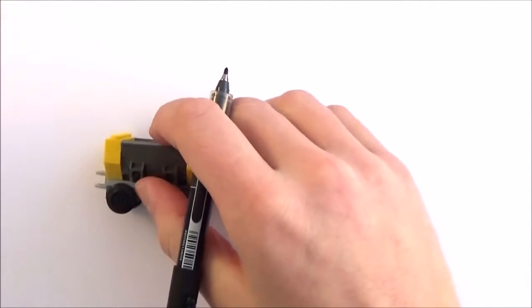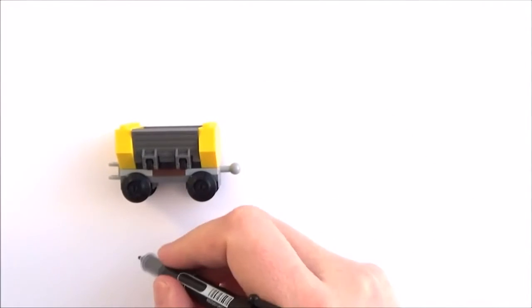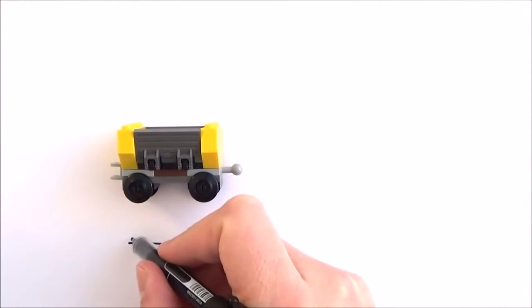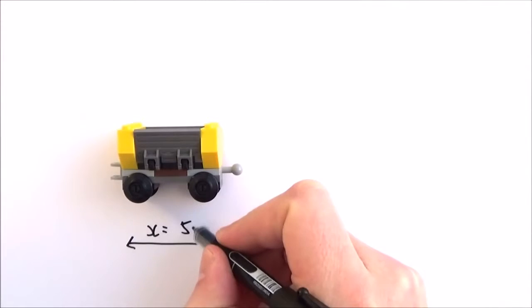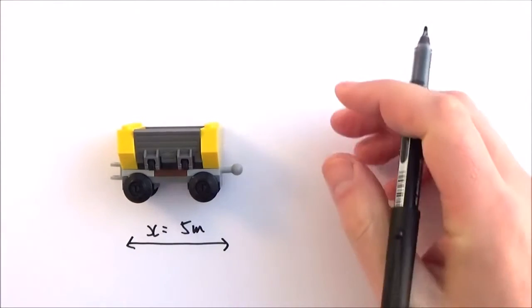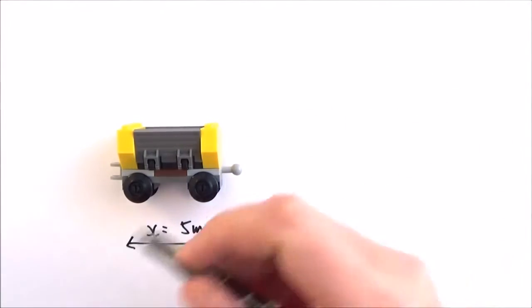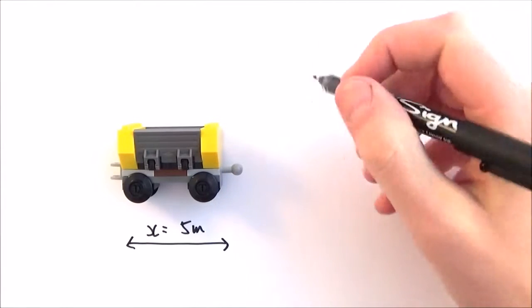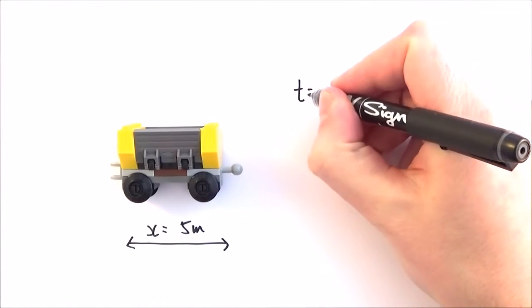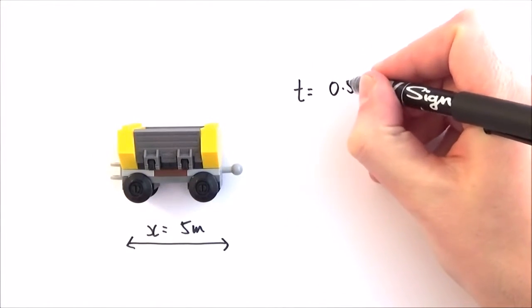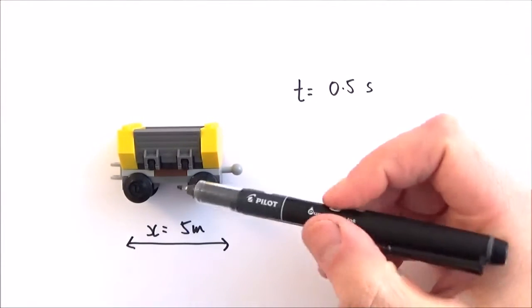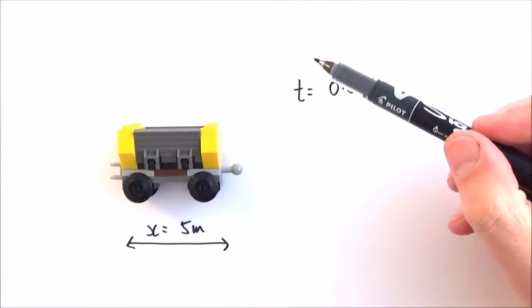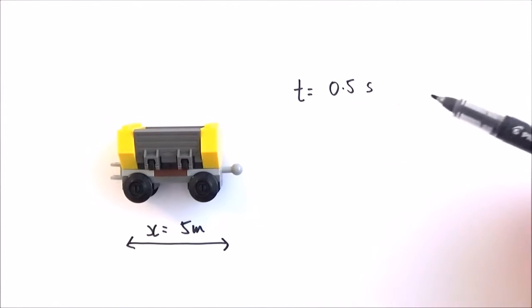So we have the train carriages, and what we can think about is maybe the length of that carriage, x. This might be equal to maybe 5 meters. And we can also think about the time it took for each carriage to go past. So maybe the time for one carriage to go past was 0.5 of a second. So we've got carriages which are 5 meters long, and it goes past in 0.5 of a second.